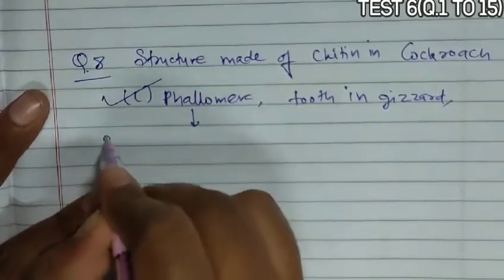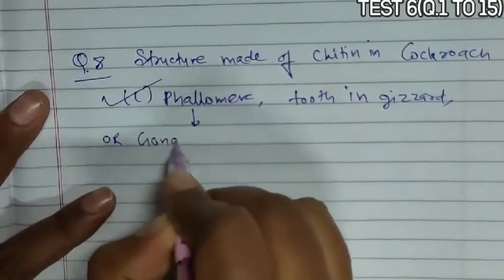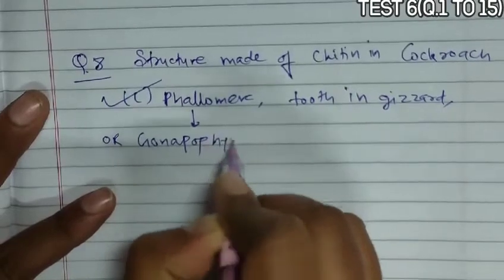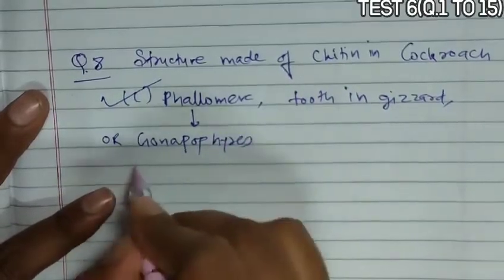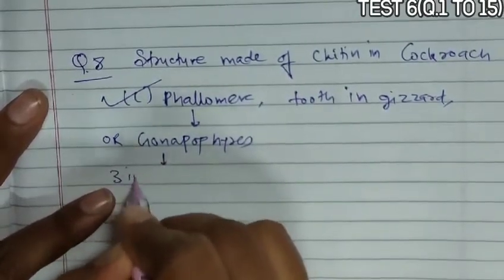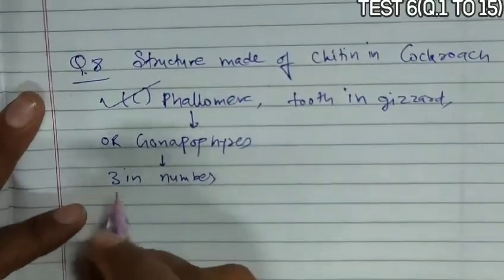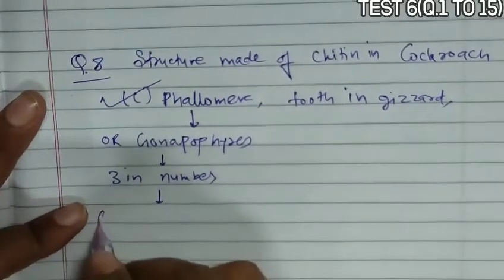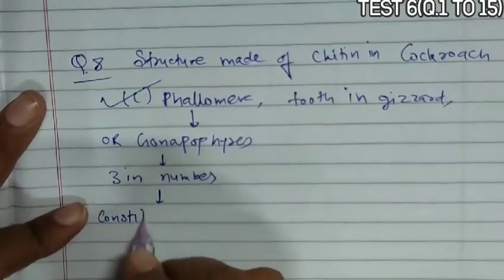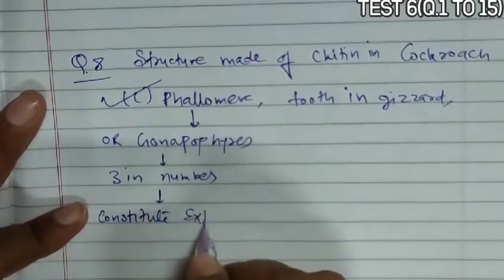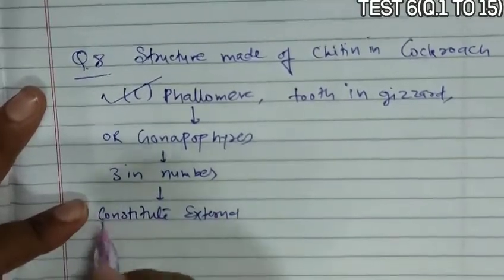Phallomeres are also known as gonapophyses. These gonapophyses or phallomeres are 3 in number, and they constitute the external genitalia.